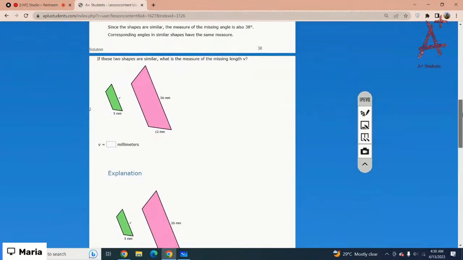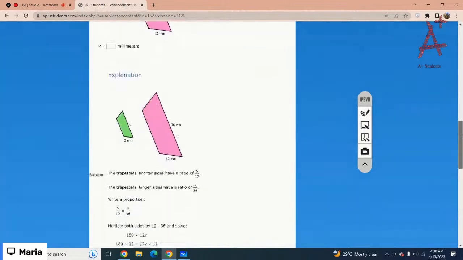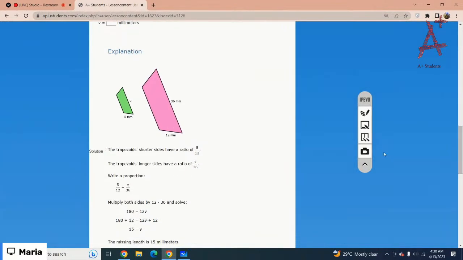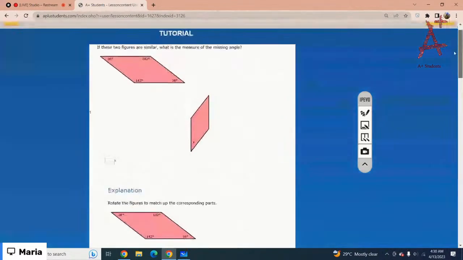Okay, if the two shapes are similar, what is the measure of the missing side? Whenever you are given two similar shapes, you just have to find the ratio between the given sides. Take the same sides and find a ratio between these two sides. So it would be 5 over 12, and then form a ratio V over 36. Equate them, 5 over 12 equals V over 36, and just solve for V. Got it? Let's just start with the test questions.